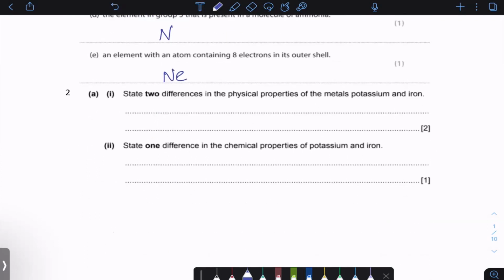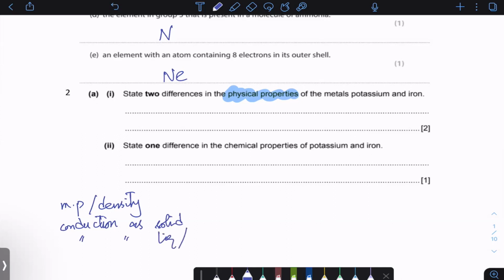State 2 differences in physical properties of metal, potassium and iron. What are physical properties? So there are 5 physical properties that we should talk about. First one is melting point or density. The examiner will consider these two as one. If you write density and melting point separately, he will give you 1 mark. Conduction as solid. That's the second one. Then third one is conduction as liquid or in aqueous solution.